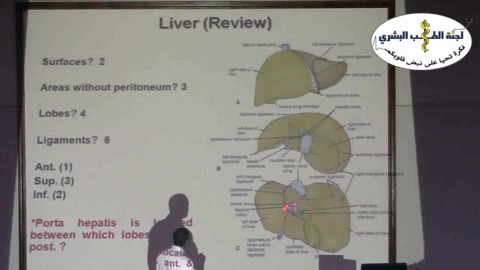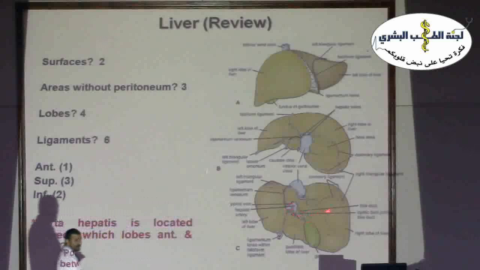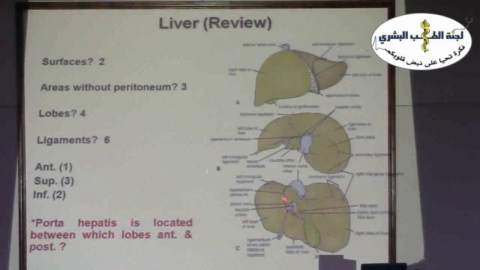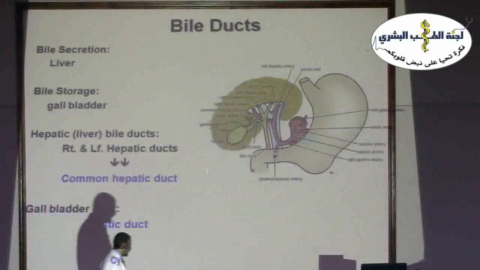The porta hepatis in the middle, if you look carefully now, this is the opening of the liver. It's located between which lobes? Anteriorly, quadrate, posteriorly, caudate, the tail. To the left is the left, to the right is the right. So it is in the center. This is just to let you know that porta hepatis or hilum is located in the middle of the liver.